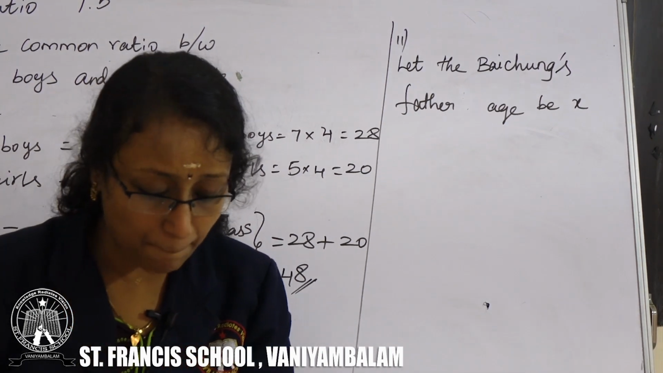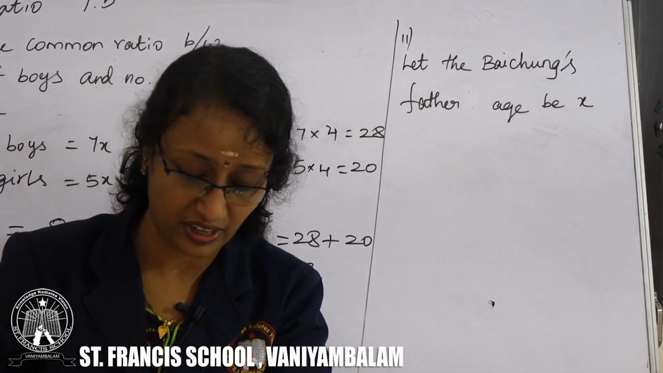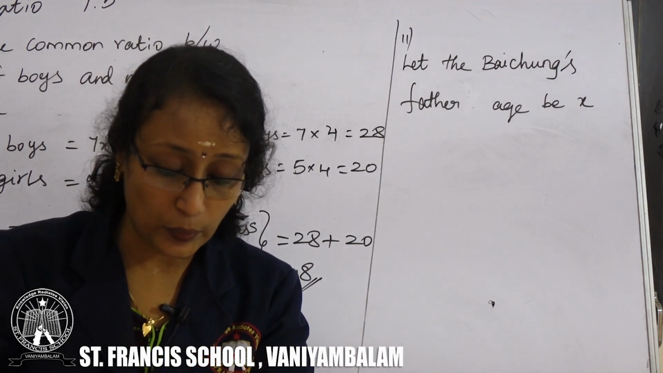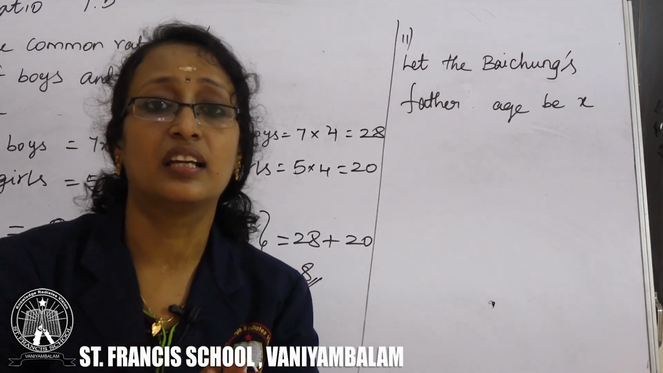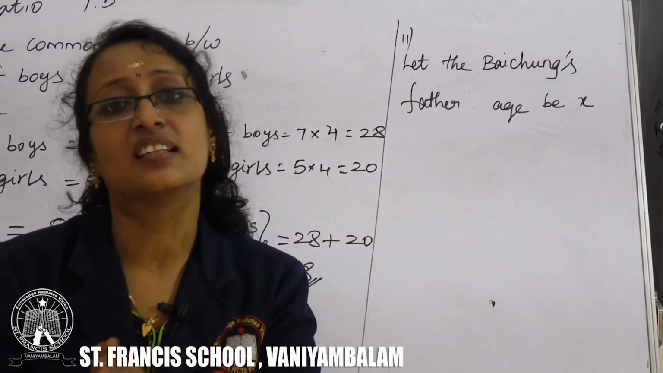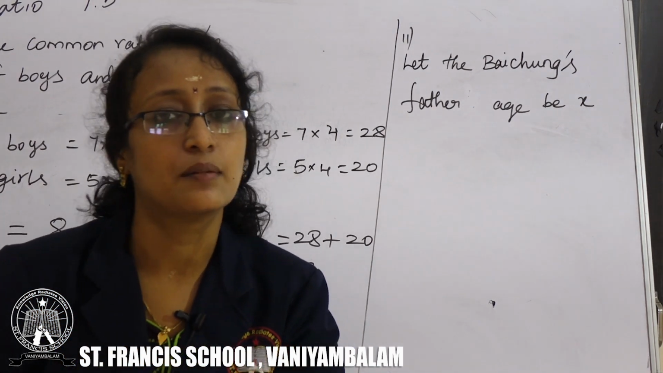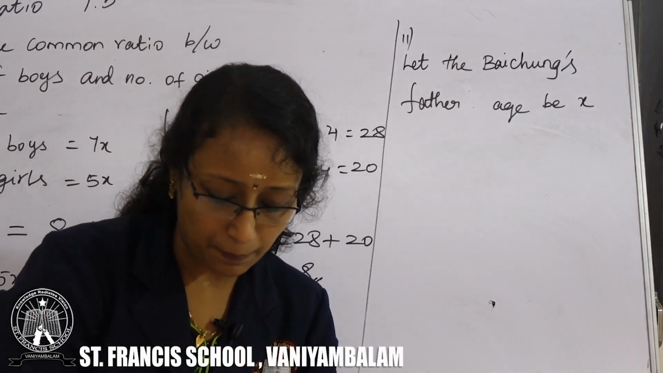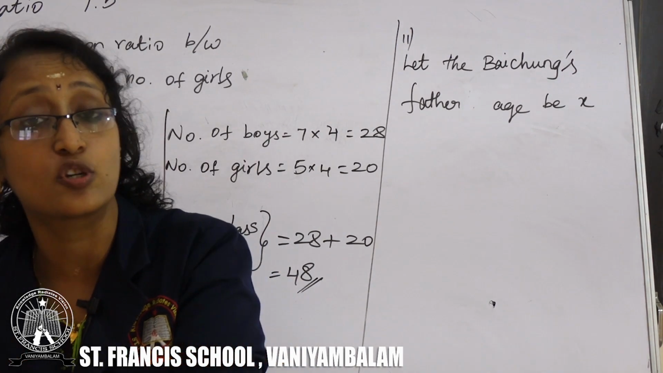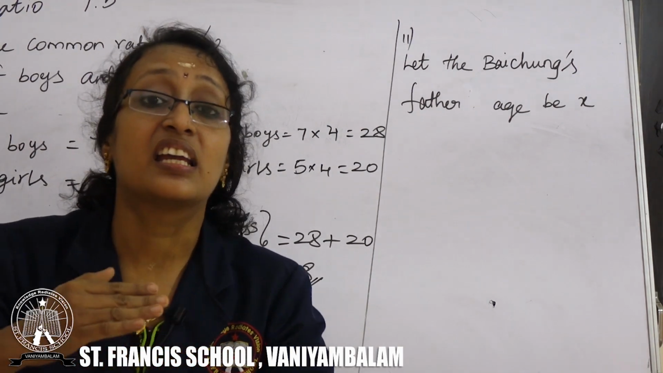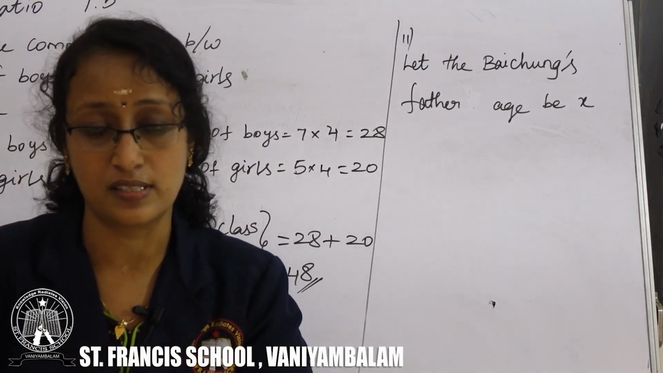Next, from the question you have to see the first sentence. It is given Baichung's father is 26 years younger than Baichung's grandfather. So what is the age difference between Baichung's father and Baichung's grandfather? Baichung's father is 26 years younger than Baichung's grandfather. That is, Baichung's grandfather is 26 years more than Baichung's father.